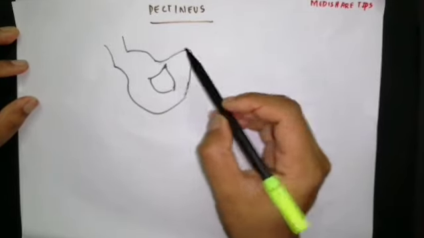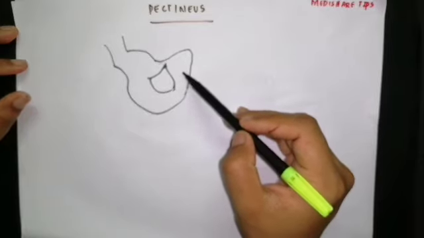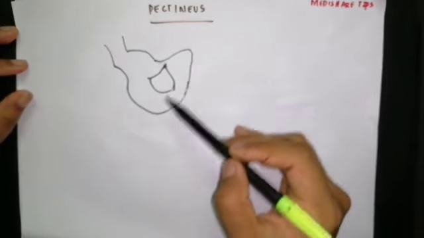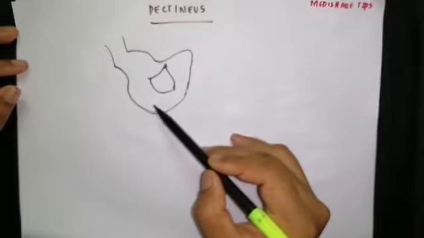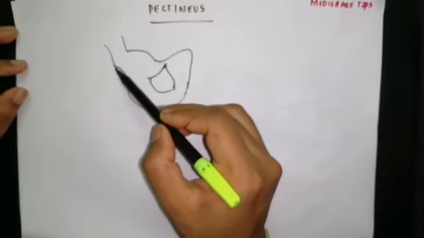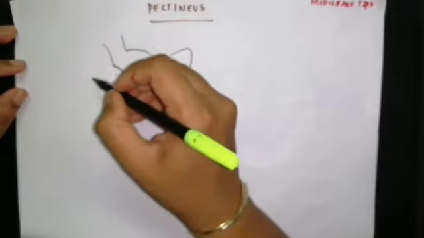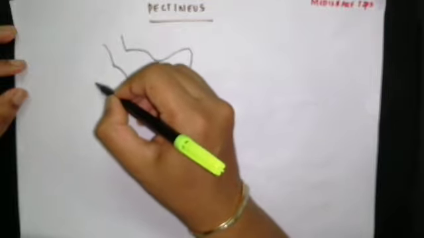This is the superior ramus of pubis. This is the inferior ramus of pubis, body of pubis. This is the ramus of ischium. This is the ischial tuberosity. This is the acetabulum. And you have the head of femur here.